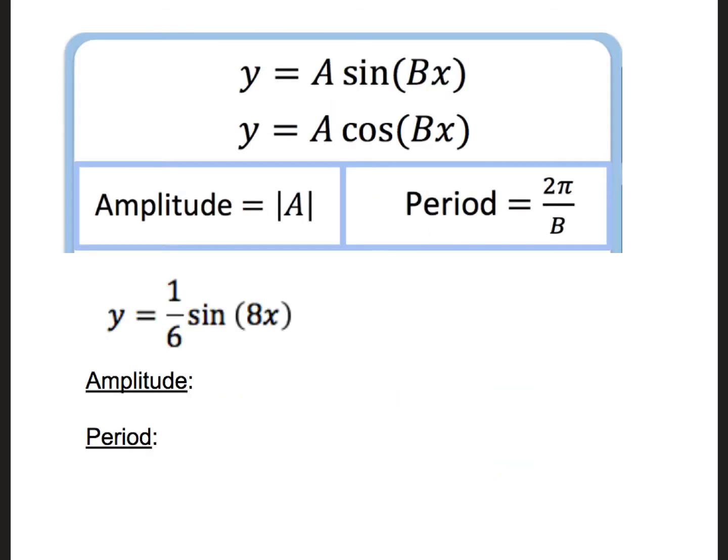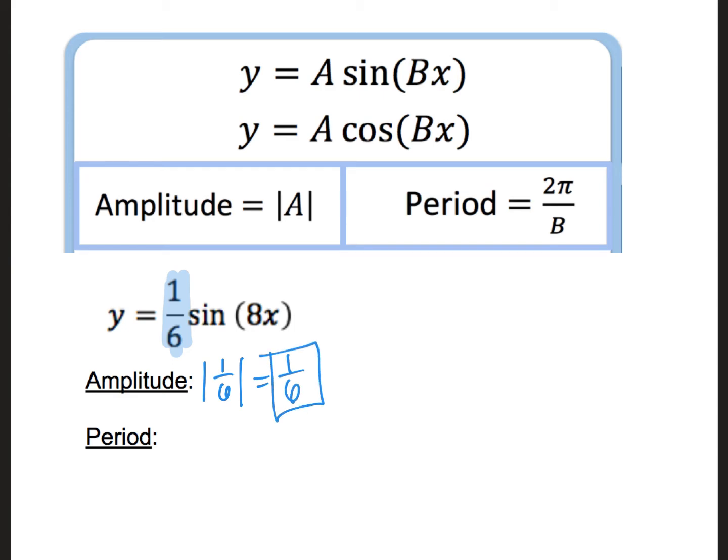All right, so nothing about our process has changed, really. We're going to do the same thing. We're going to start by identifying our A value and using that to find the amplitude, and then identifying our B value and using that to find the period. So for my amplitude, my A value, the number in front of sine or cosine, in our case sine, is 1/6. So my amplitude would be the absolute value of 1/6, which is just 1/6.